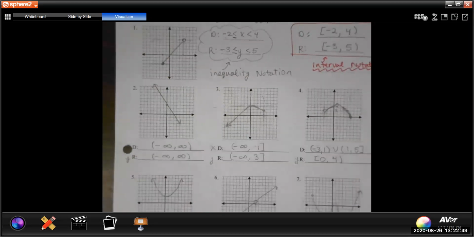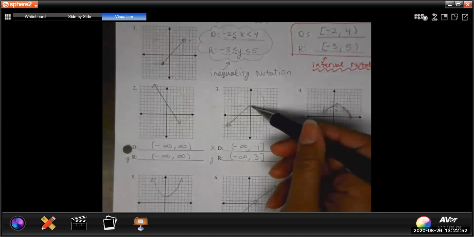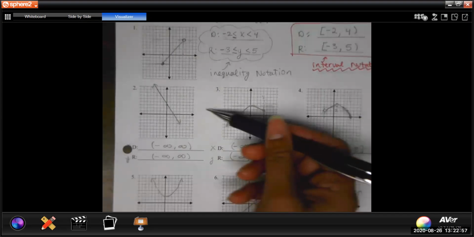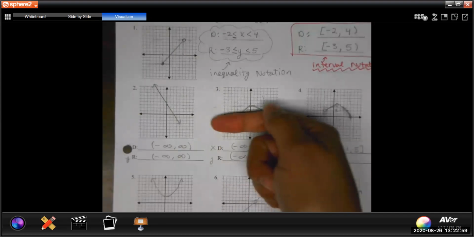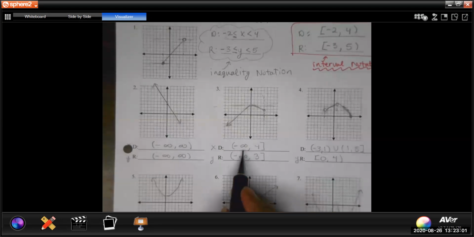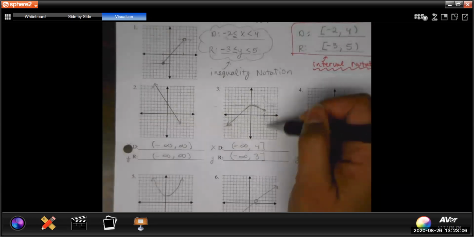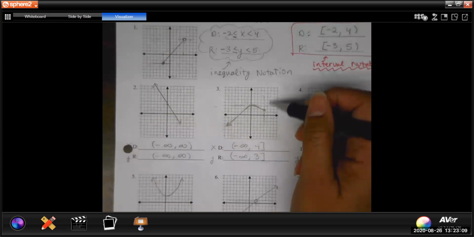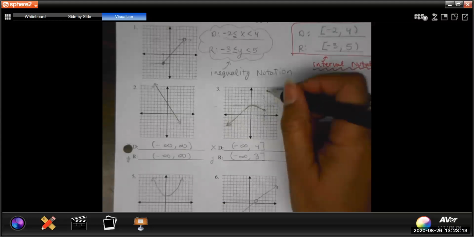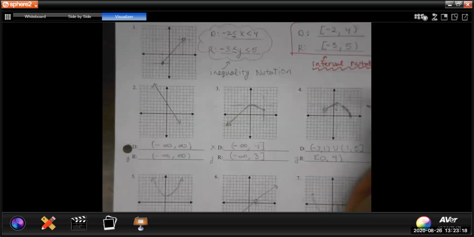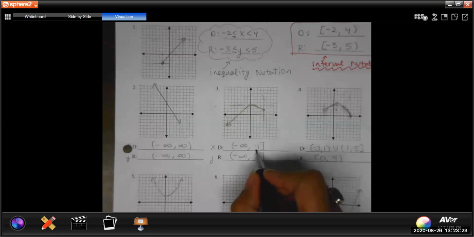Domain is always the set of all x values. Is this graph going, even though it's going downward, is it going leftward? Yes. So -infinity. Does it go right forever or does it stop at a particular point? I'm going to call on Harris. It stops. And what x value does it stop at? 4. And that's where this 4 is coming from.